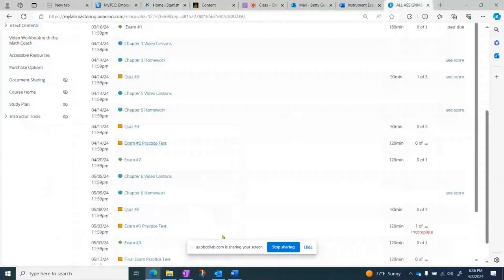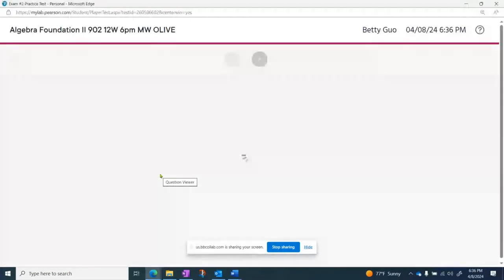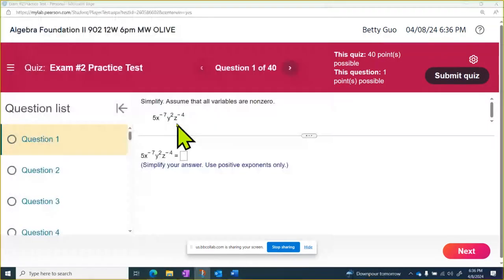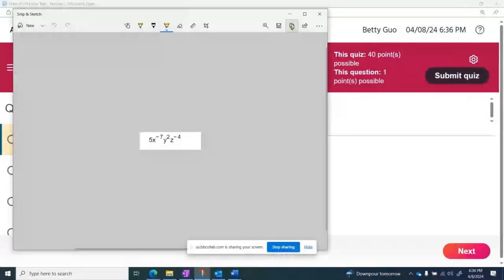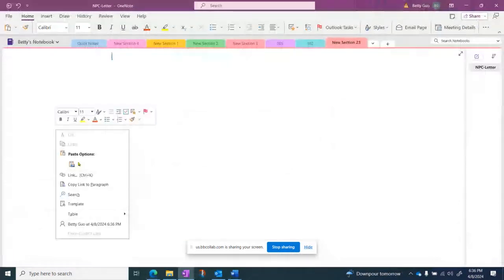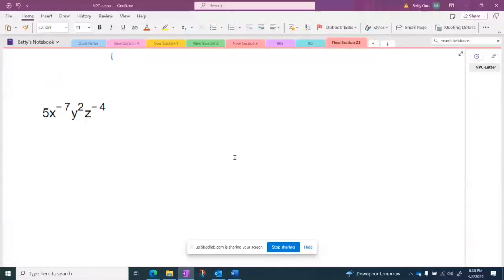Review. Started. 40 questions, same as the actual test. Simplify. Assume that all variables are non-zero. We're going to take our time. Copy paste on the note, then we can work on it. Simplify. If an expression has a negative exponent, it's not simplified.